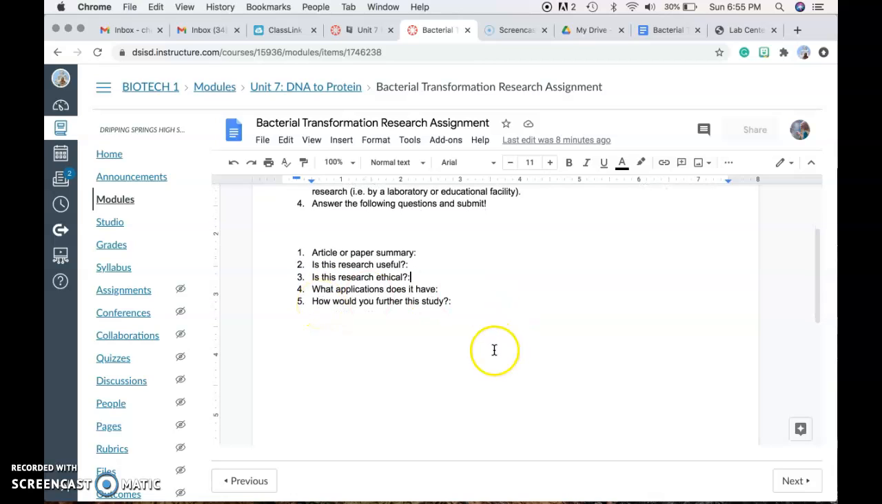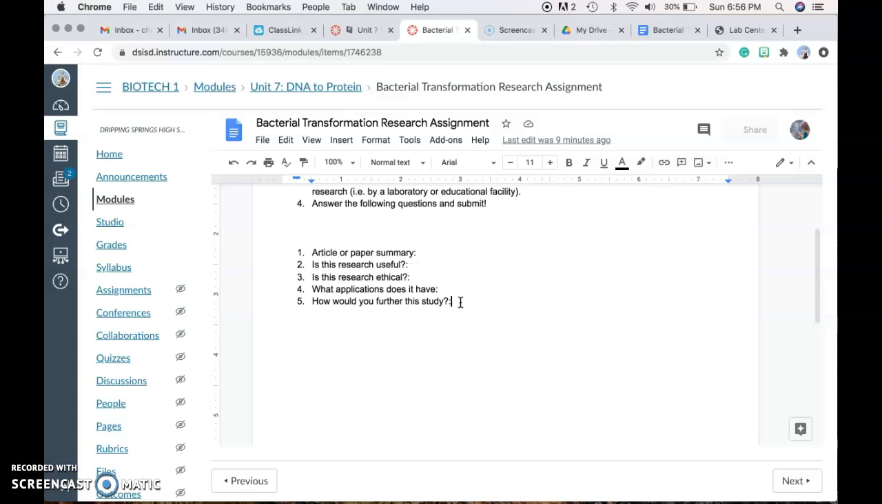Next, what application does it have? So if you're manipulating the DNA of one thing, super genetically modified is the corn that we eat. Obviously, we want to have corn that grows more cobs and has more corn kernels because we can feed more people. So the application of that is, in theory, solve world hunger in a very we are the world sort of way. So figure out what the application is of your project, and then how would you further that study?